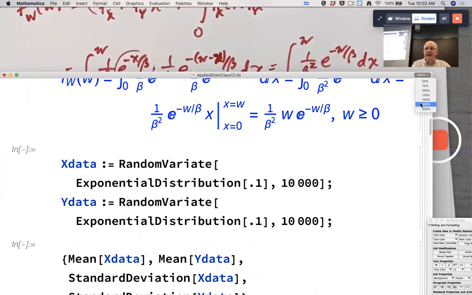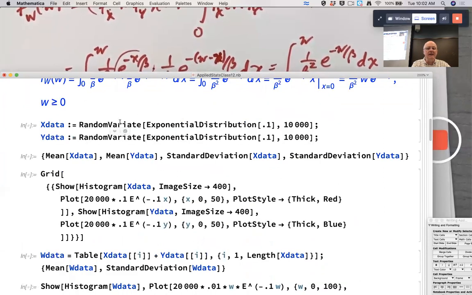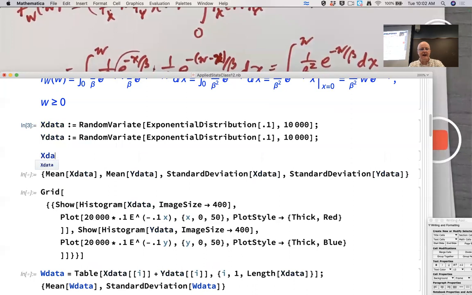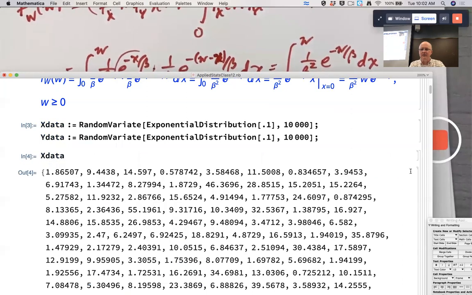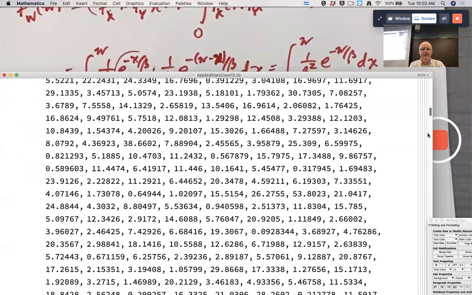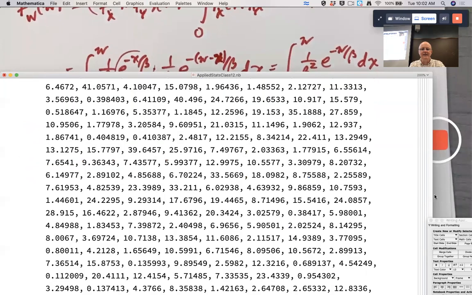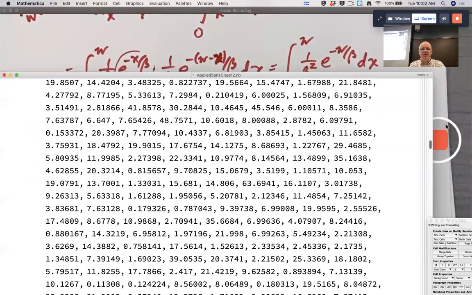Just reminding you, you can use random variate to generate data. So this is going to generate data from two exponential distributions. And if I do it separately like this, X data and then Y data, effectively they are independent simulation wise. The results of one of these is not going to be affected by the results of the other. I've entered them. What's the X data? I could do this and see them all, 10,000 numbers. Of course, the semicolon will suppress outputs, so I don't have to see the numbers.